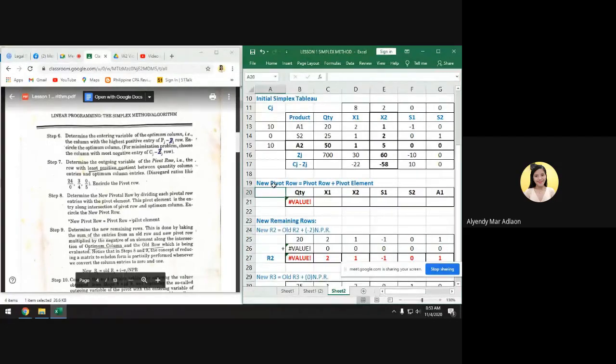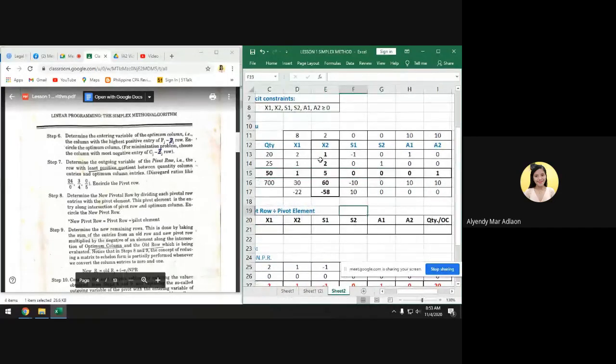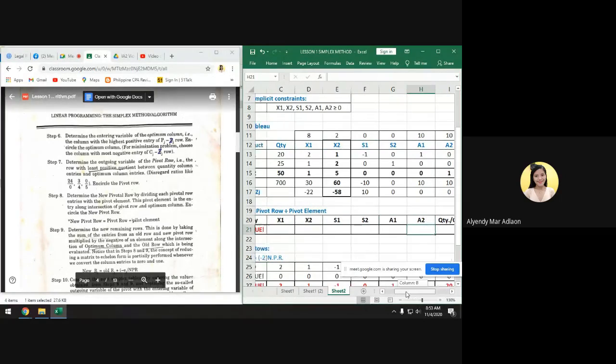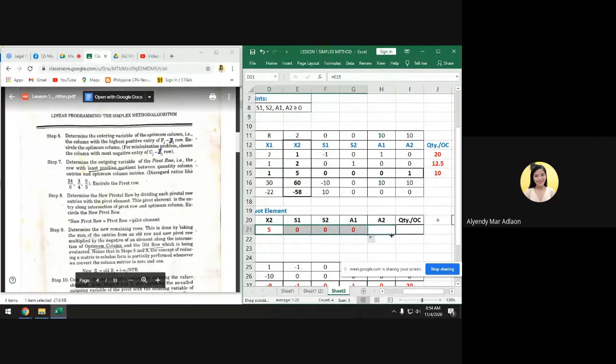Okay, so let's start with our new pivot row. So for our new pivot row, we are going to compute that by pivot row divided by the pivot element. Okay, this one here, the pivot row divided by the pivot element. But before that, i-copy sa nato ang ato ang mga variables. So we have there x sub 1, x sub 2, s sub 1, s sub 2, a sub 1, and a sub 2. Now, for our pivot row, we start with the quantity 50, and then we have 1, then we have 5, then we have 0, 0, another 0, and 1.